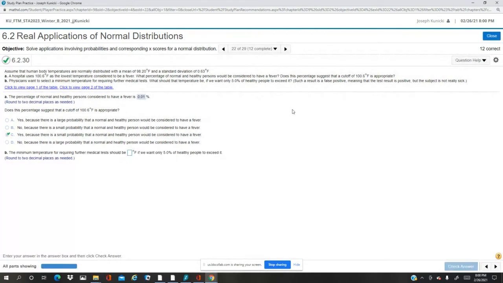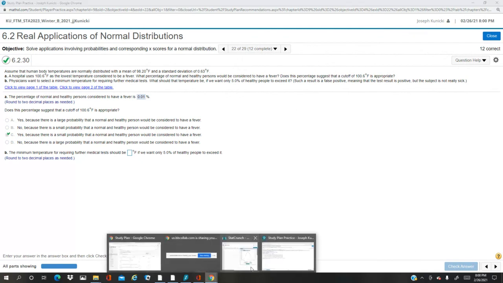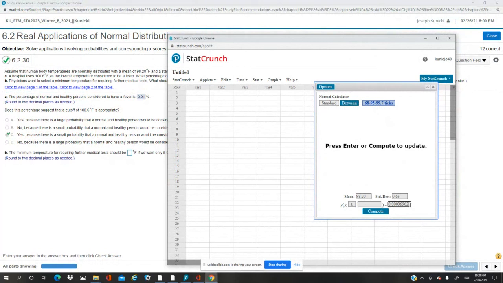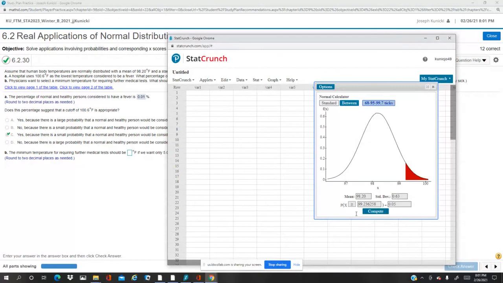All right, now they're going to change the question. They're going to say the minimum temperature for requiring further medical tests should be what degrees Fahrenheit if we want only 5% of healthy people to exceed it. All right, so we go back to StatCrunch, to the normal, and now we're going to erase the 100.6 because they want this, instead of being 1/100 of 1%, to be 5%. So for this normal distribution, what X value for the temperature will give a 1 chance in 20, or 5% chance, of exceeding the minimum temperature?